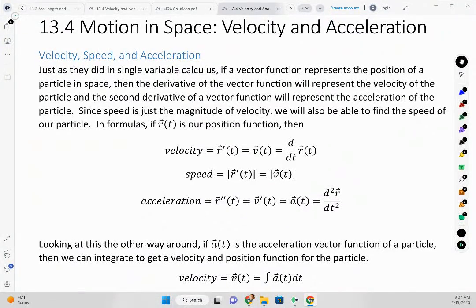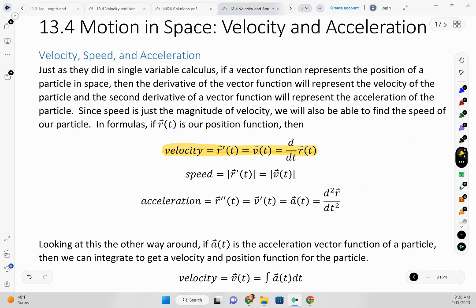Hello. Today we're going to talk about motion in space and velocity and acceleration. So in the last section we learned that we have vector functions, and in this section what we learn is that if our vector function represents a position in space, then the derivative is going to represent the velocity of whatever a particle is, how fast it's going.